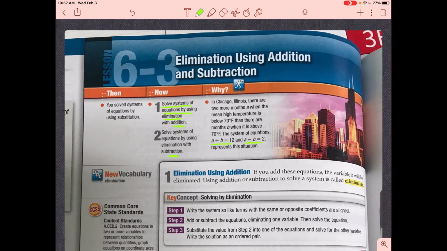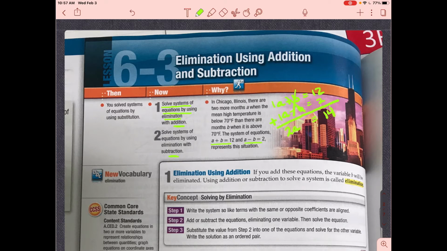And just as an overview, one technique that we can do to solve these equations is to add them together. So instead of trying to substitute or graph, which is the things we've done before, we're just going to add these things together. So notice that if I add 1a and 1a, I would get 2a. And if I add a positive b and a negative b, they would become 0 and go away. And then I can add the 12 plus 2 and get 14.